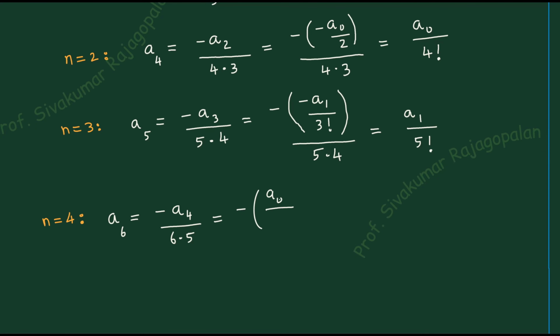Actually, this becomes minus a0 divided by 4 factorial. Then we have a divided by 6 into 5, and then we can simplify this to minus a0 by 6 factorial. That's all. And similarly, you can do many more terms.